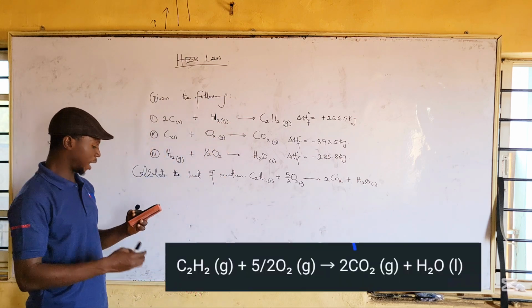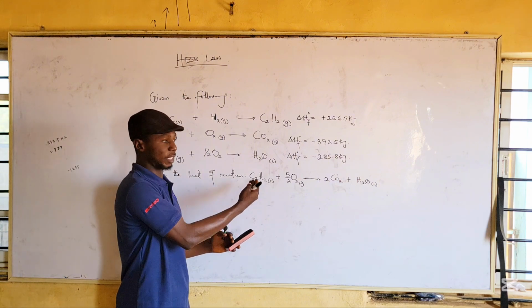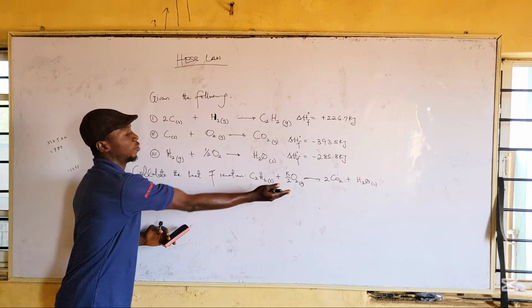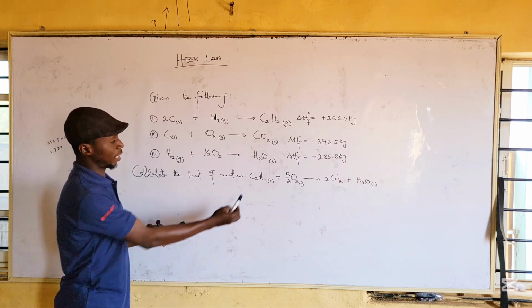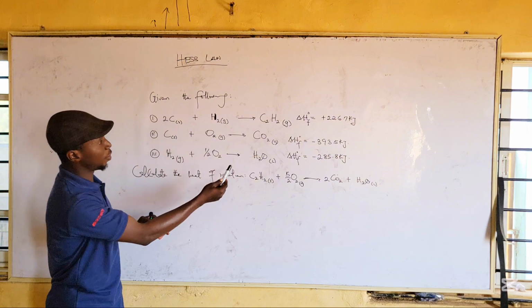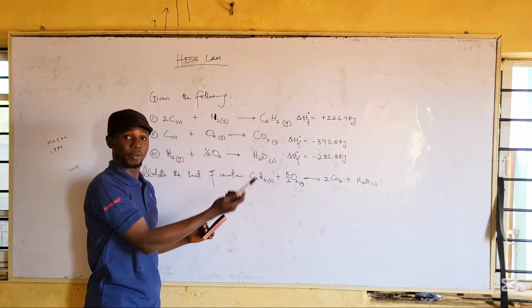So it looks like we cannot measure the heat of reaction of the combustion of ethyne directly, but we want to measure it from the constituents of this particular reaction. You discover that we have ethyne at the reactant side here. We also have a reaction where we have ethyne in equation 1, but it is not at the reactant side, it's at the product side.